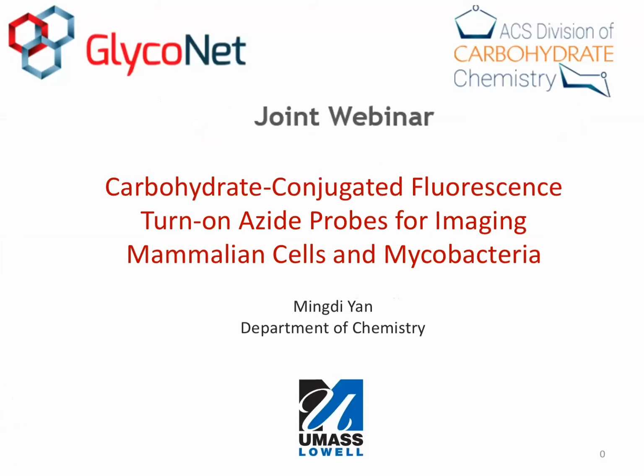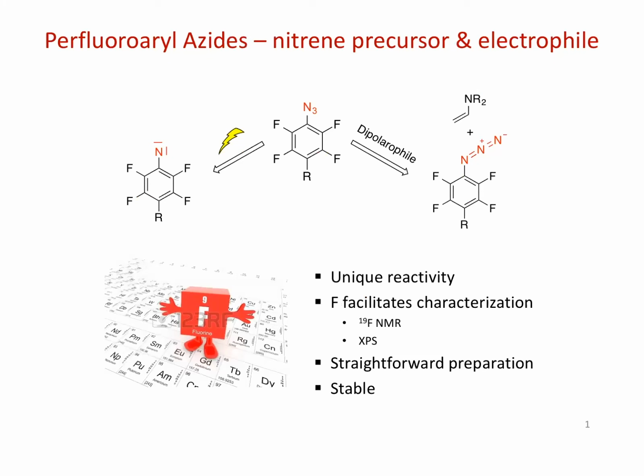So today I'm going to talk about a fluorescent turn-on imaging probe based on azide and its carbohydrate conjugates to image mammalian cells and mycobacteria. The azide probe is based on perfluoroaryl azides. My group has been working with this type of azide for two decades now.